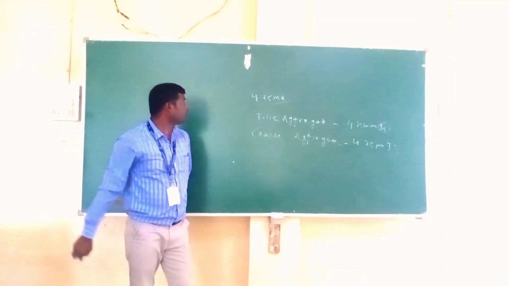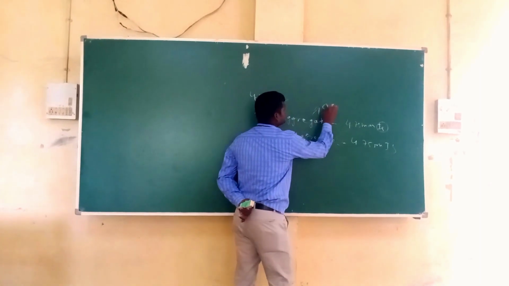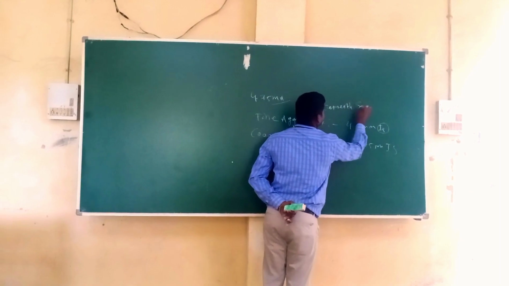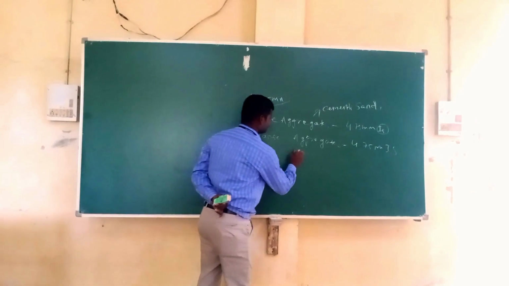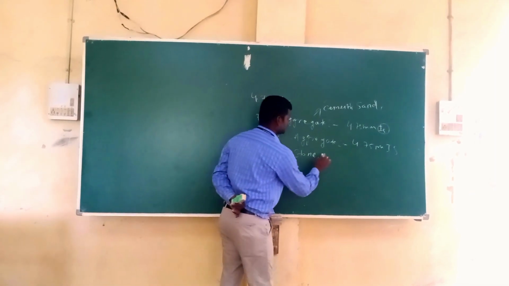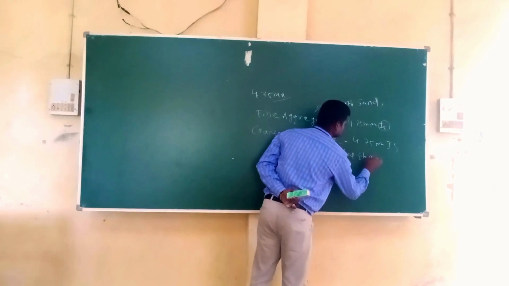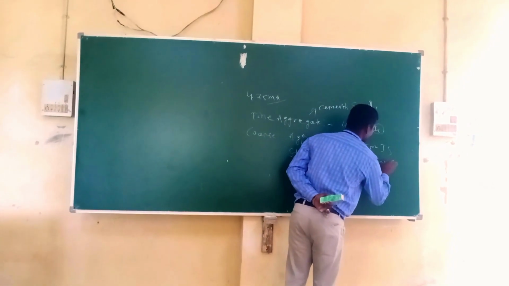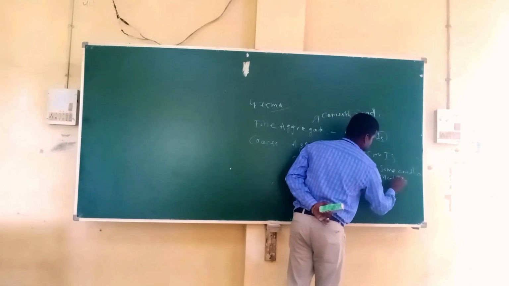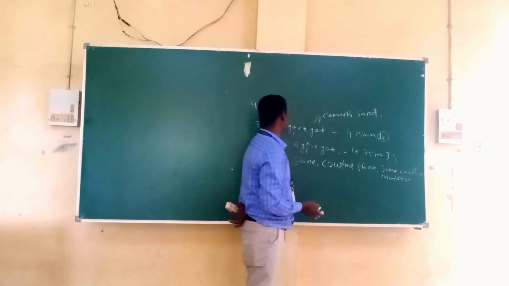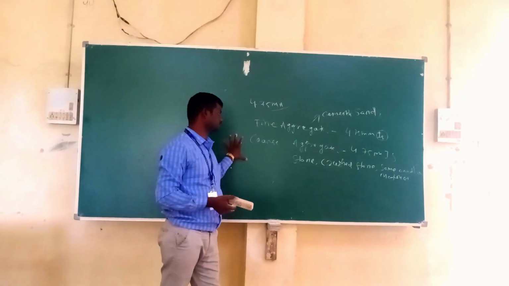For the example of fine aggregate and coarse aggregate, the example of the fine aggregate is cement and sand. Okay. But coarse aggregate here is stone. Okay. These are the types of aggregate.